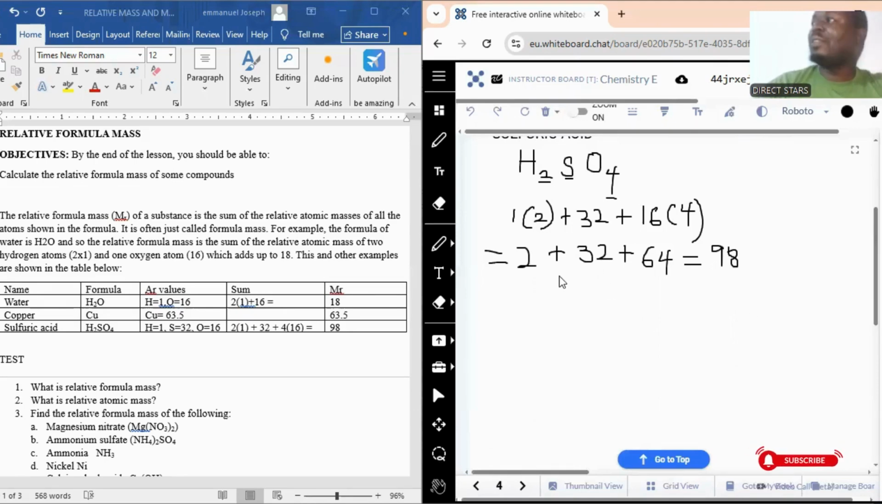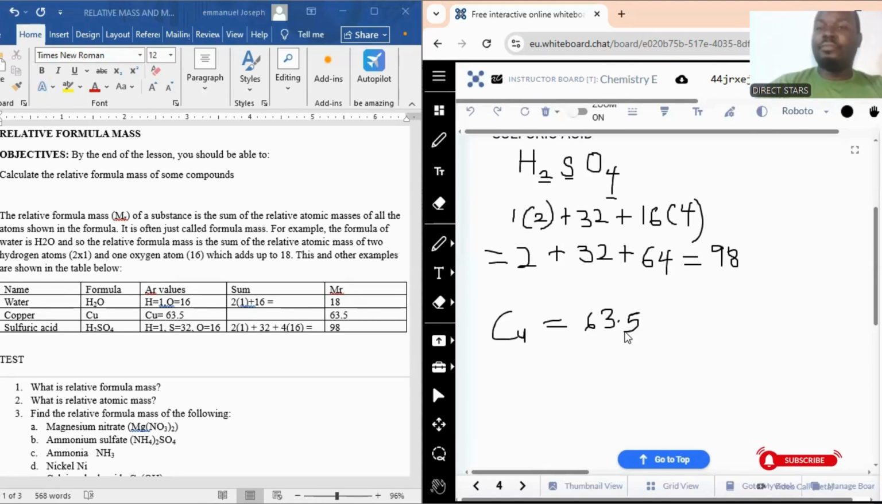What about the formula mass of just a metal, like copper, in the example we have here? Since copper is not bonded to any other element in this case, the formula mass will remain the same as the atomic mass, which is just 63.5. So take note.